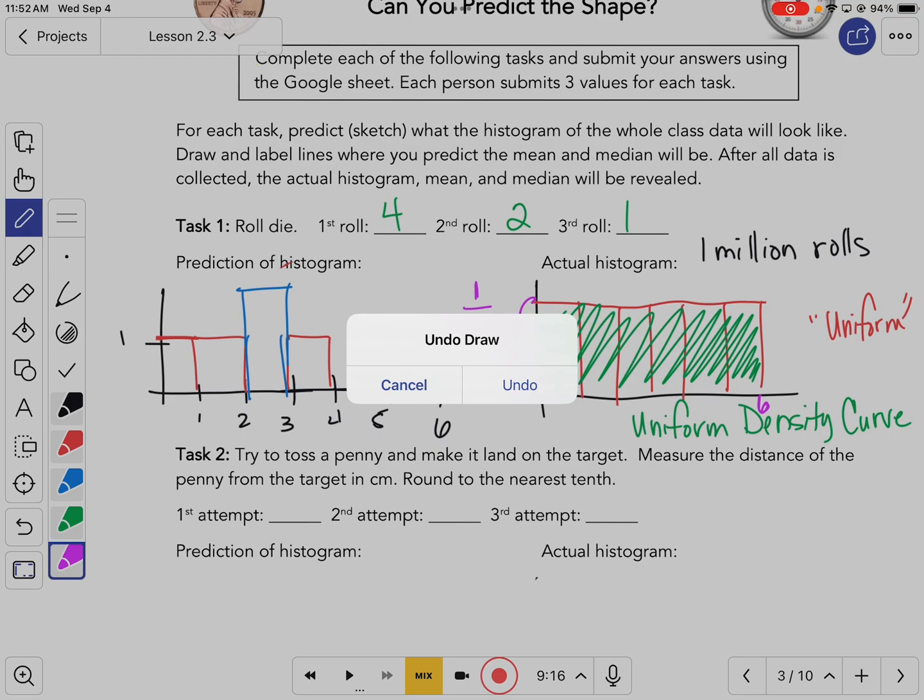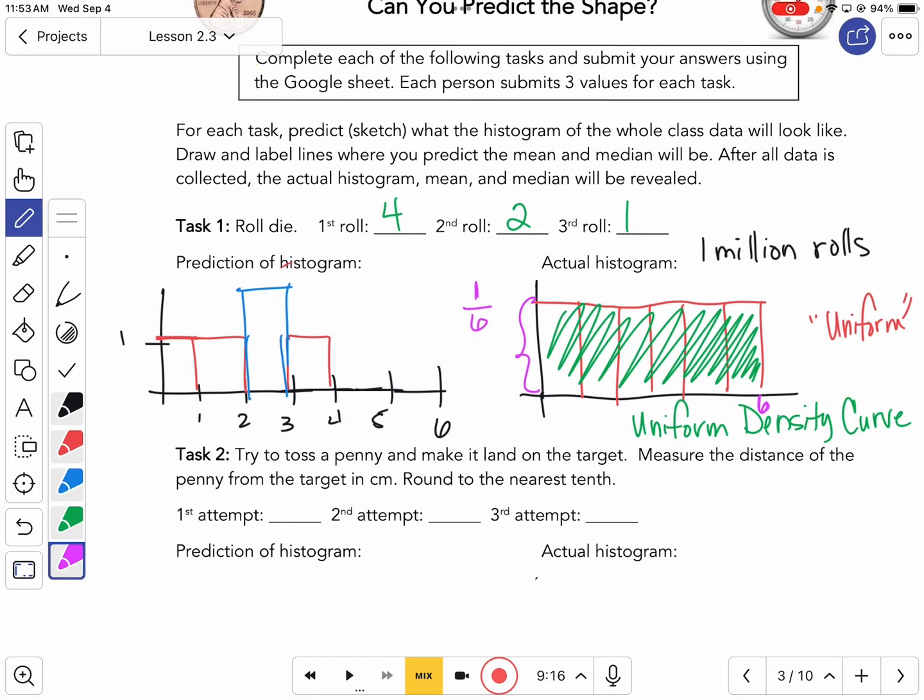But here's the thing. If I had a dice that had 11 sides on it, like that one did, how many number options would I have on the bottom? 11. So then what would my height be? 1 out of 11. If my dice had 40 sides on it, I have no idea what that would even look like. How tall would it be? 1 out of 40. It's 1 over however many sides it is, which is interesting.